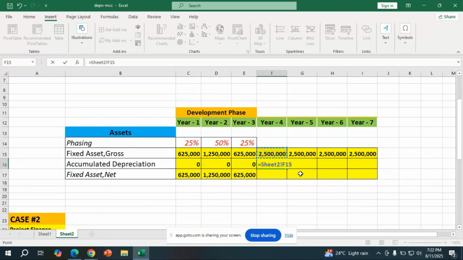So 25 lakhs divided by how many years? 4 years is the execution stage. Just taking this reference, equals to 25 lakhs divided by how many years? The execution phase is 4 years. So 4 years.